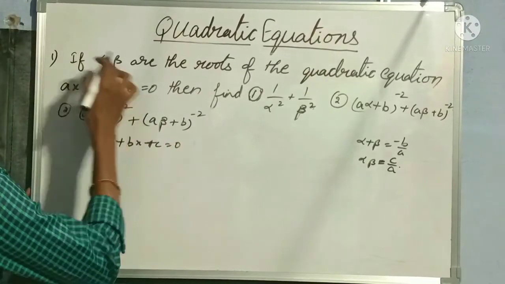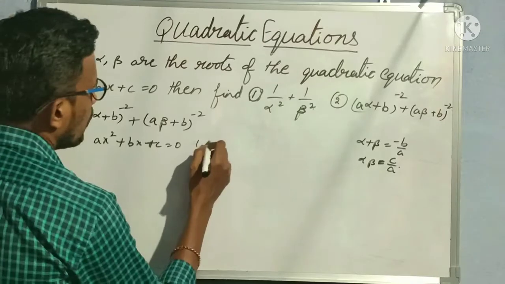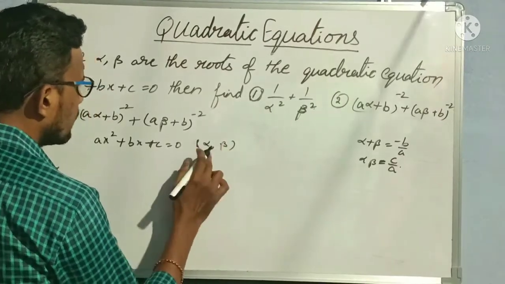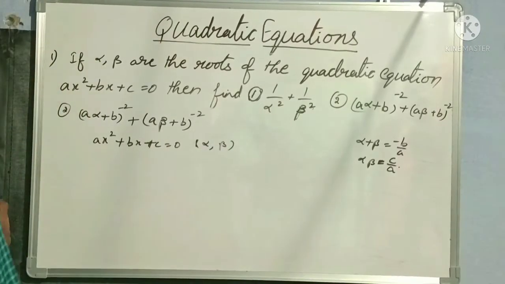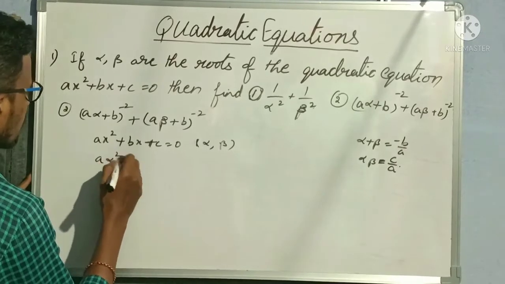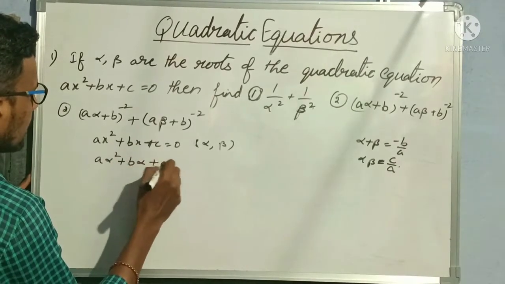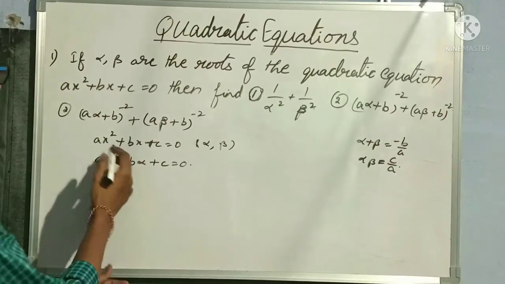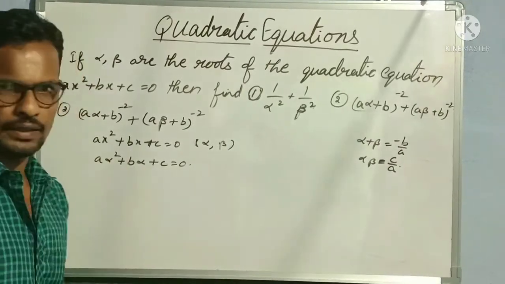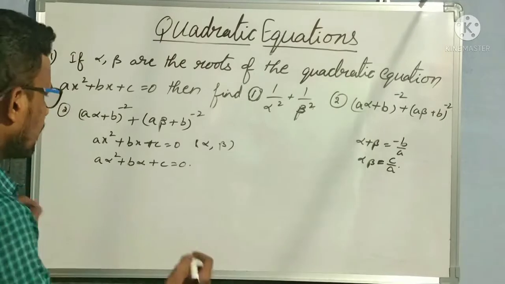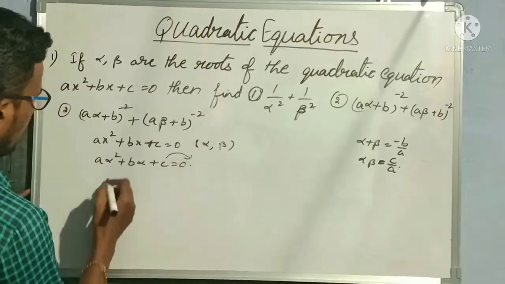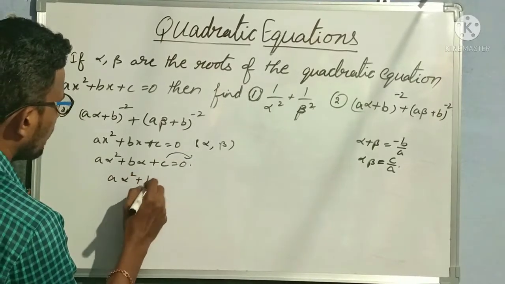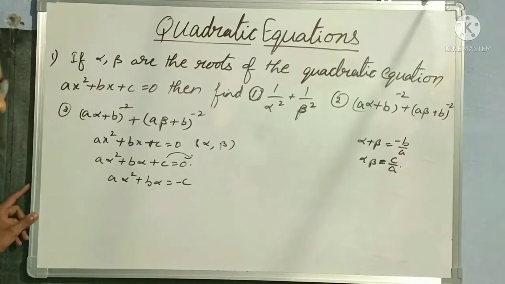he has given that alpha beta are the roots. So if alpha beta are the roots, then this root should satisfy this condition. Means a alpha square plus b alpha plus c is equal to 0. Understood? In the place of x, I can substitute alpha here. Now what I will do means I will send this c to that side. So a alpha square plus b alpha is equal to minus c.